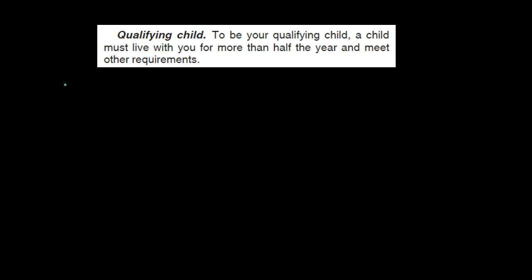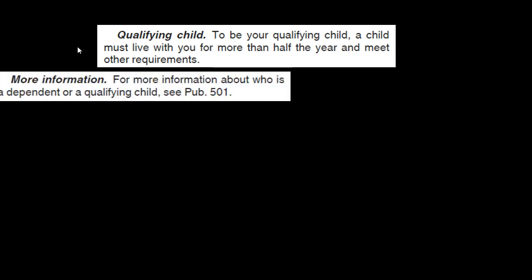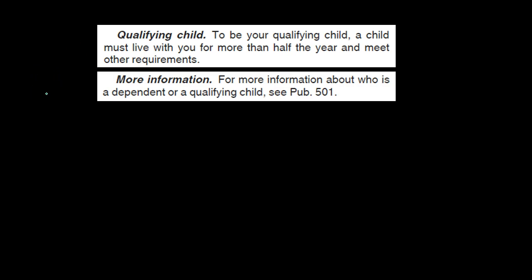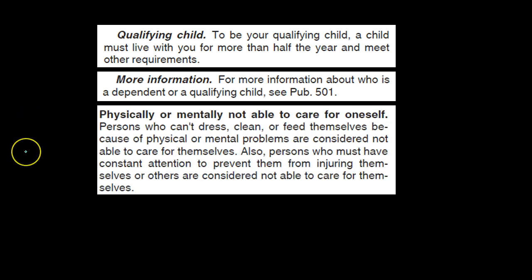Qualifying child. To be your qualifying child, a child must live with you for more than half the year and meet other requirements. So this is going to be the qualifying child, probably the most common type of qualifying person for this credit. For more information about who is a dependent or qualifying child, you can go to publication 501. So if there's any added questions, any unusual circumstance or any unusual situation, want to check out publication 501.